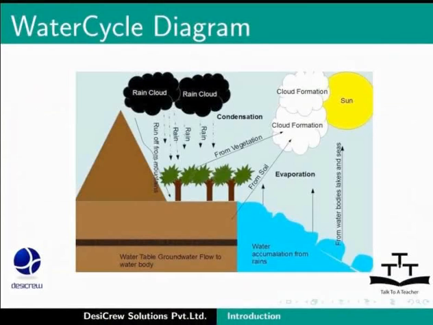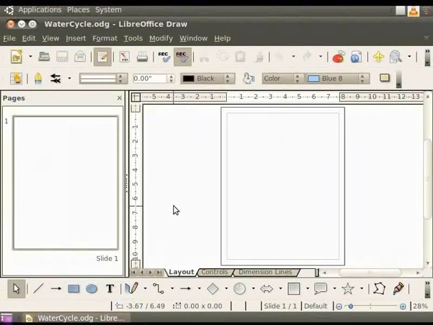We will learn how to create a picture of the water cycle as shown in this slide. We shall complete this picture in stages. Each basic level tutorial will demonstrate how you create different elements of this picture. At the end of the basic level of Draw tutorials, you will also be able to create a similar diagram by yourself. First, let us familiarize ourselves with the Draw workspace or the Draw window.